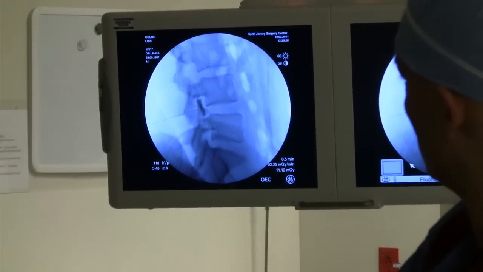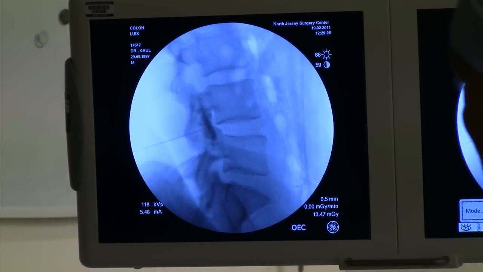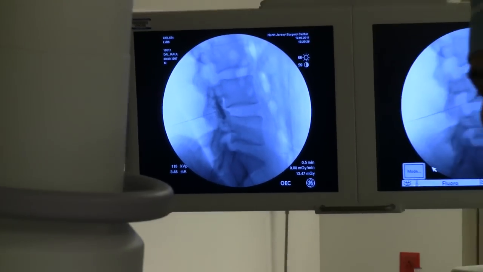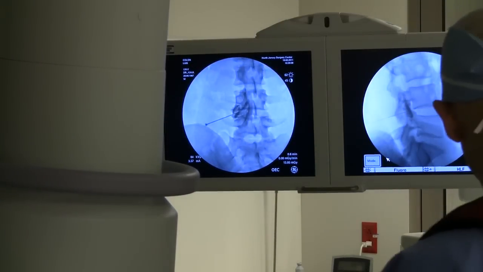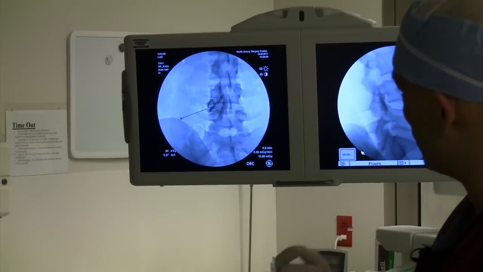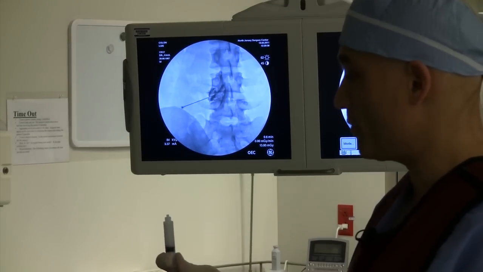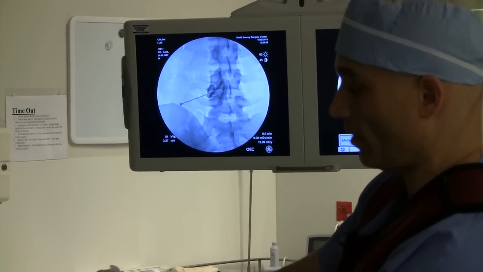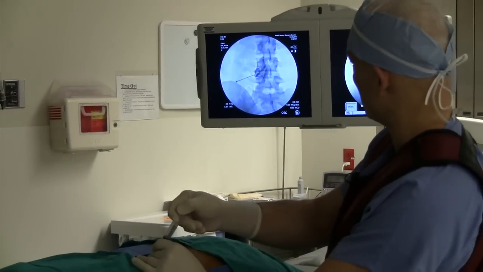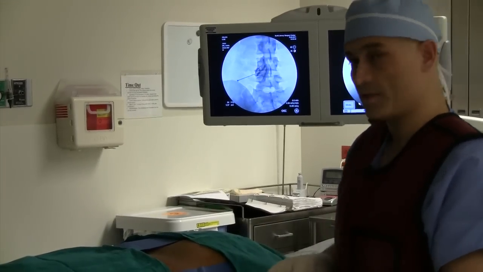And as you can see, the contrast is correctly moving in the epidural space and into the exiting nerve root. We confirm this with an AP view, which, as you can see on the monitor, has confirmed the correct placement of the needle and the contrast. We then take a therapeutic solution, and this is injected through the needle into the neuroforaminal space. The needle is withdrawn, and this concludes the procedure.